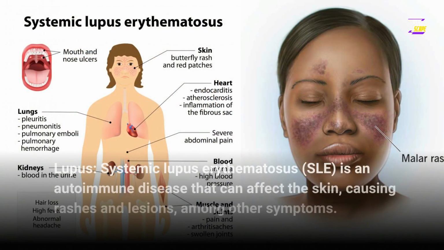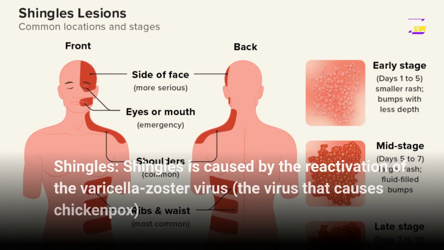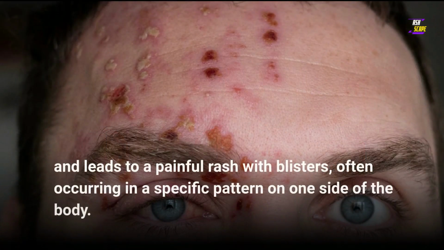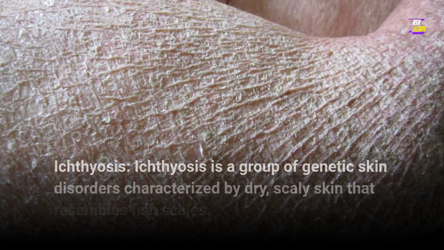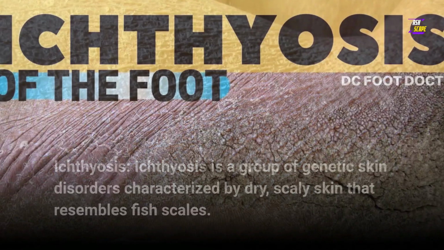Lupus, systemic lupus erythematosus, SLE, is an autoimmune disease that can affect the skin, causing rashes and lesions, among other symptoms. Shingles. Shingles is caused by the reactivation of the varicella zoster virus, the virus that causes chickenpox, and leads to a painful rash with blisters, often occurring in a specific pattern on one side of the body. Ichthyosis. Ichthyosis is a group of genetic skin disorders characterized by dry, scaly skin that resembles fish scales.